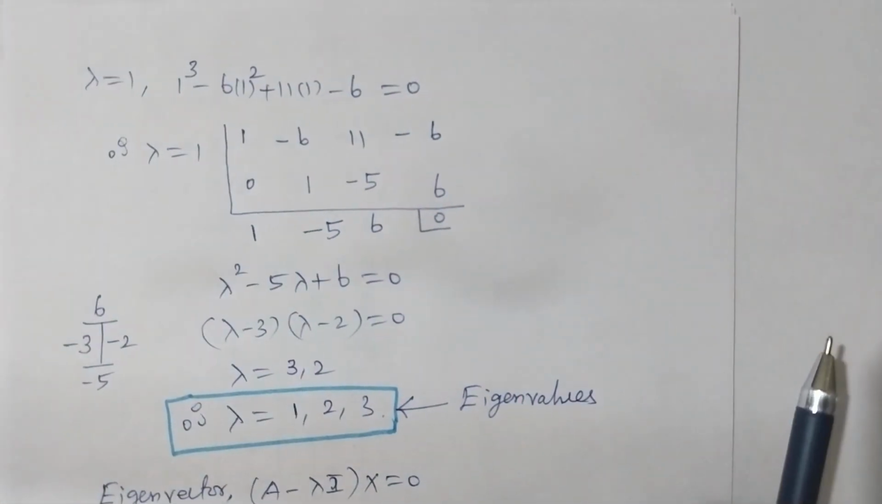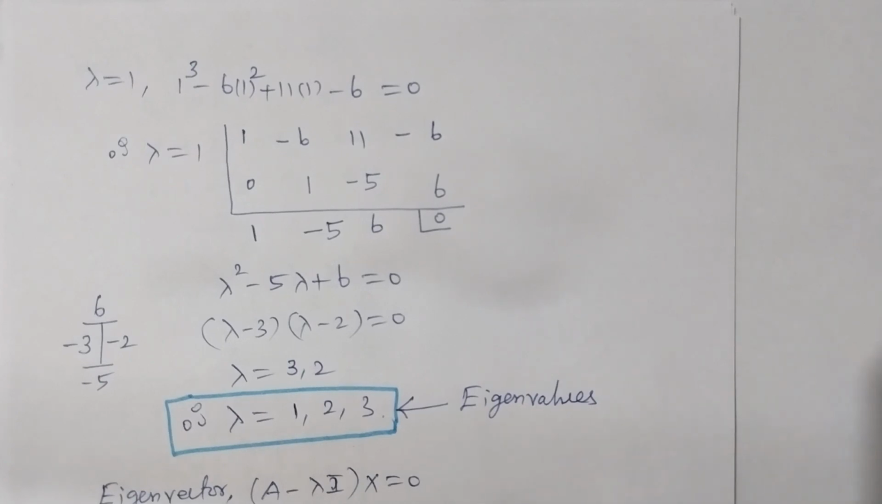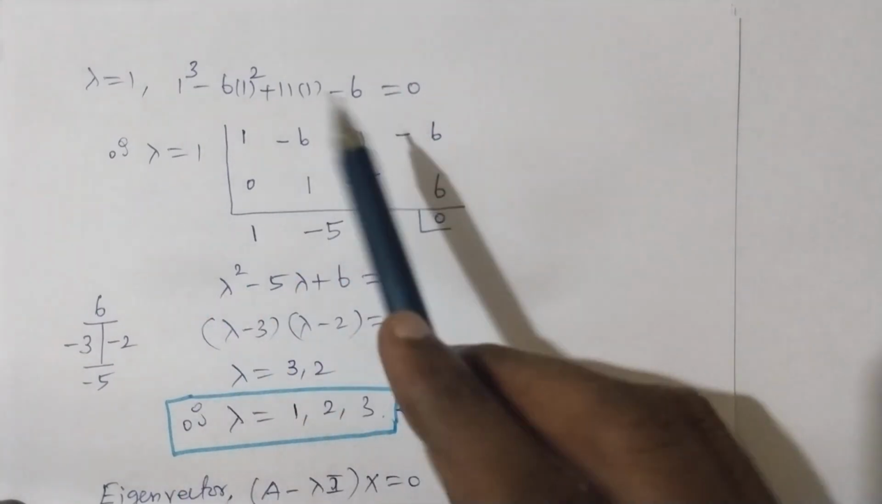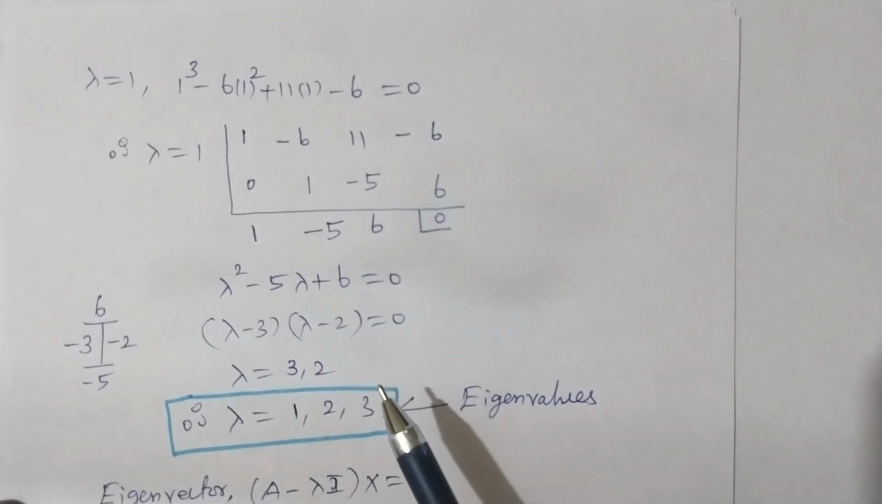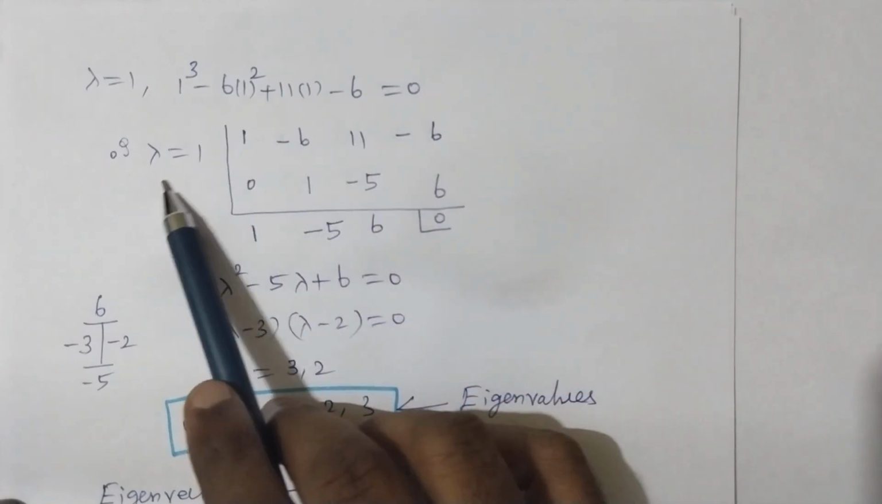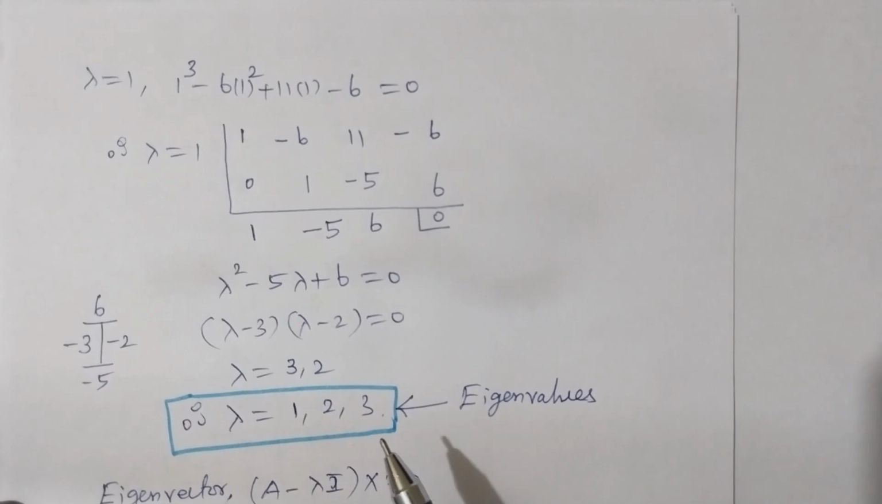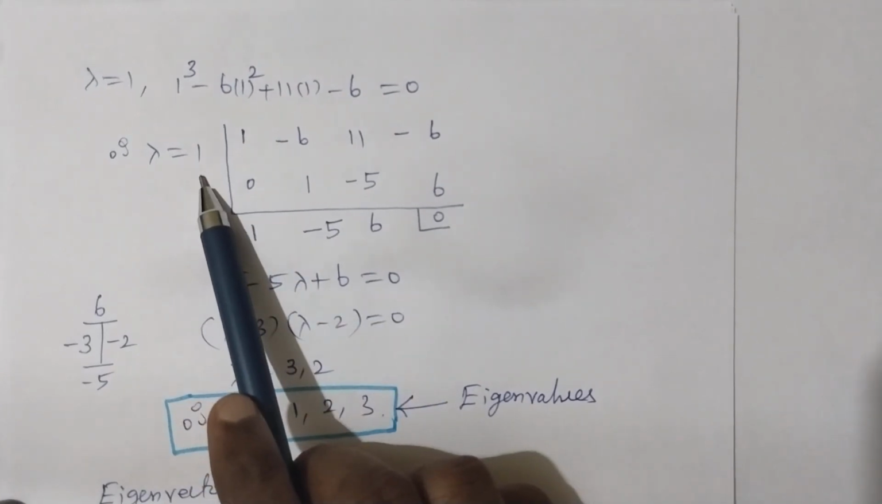After that, solving the characteristic equation, we get the roots. Here the characteristic equation is a third degree equation, so we cannot directly factorize it. So we use the trial and error method to find the initial root. Taking lambda equal to 1 and applying it in the characteristic equation, the condition is valid, so lambda is equal to 1 is the initial root of the characteristic equation.